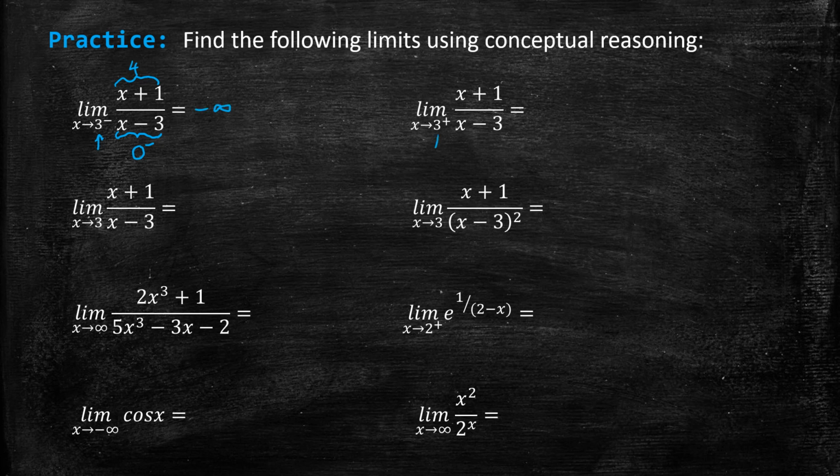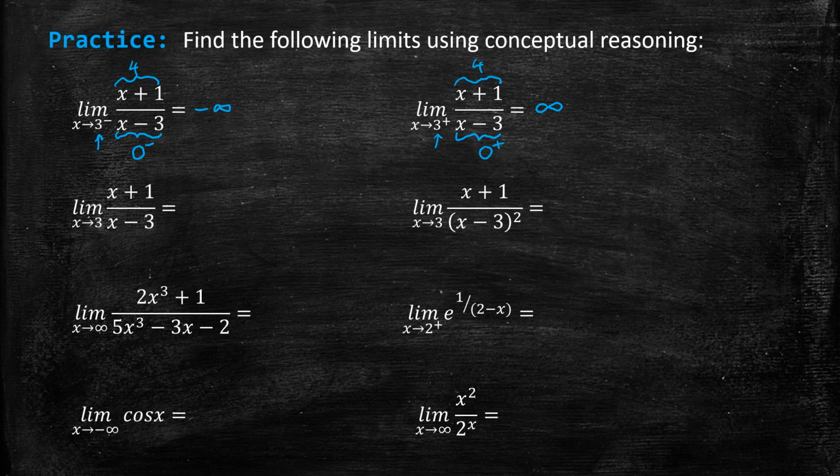Let's move to the next one. Same reasoning. 4 on the top, but now I am coming at 3 from the right, so a number slightly bigger than 3, but very close, approaching 0, but from the positive direction, and then think 4 divided by positive 0, in a sense, is positive infinity.